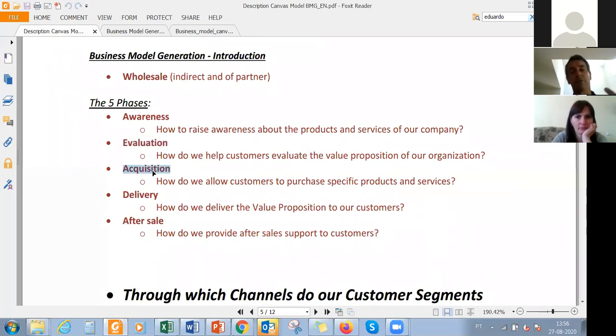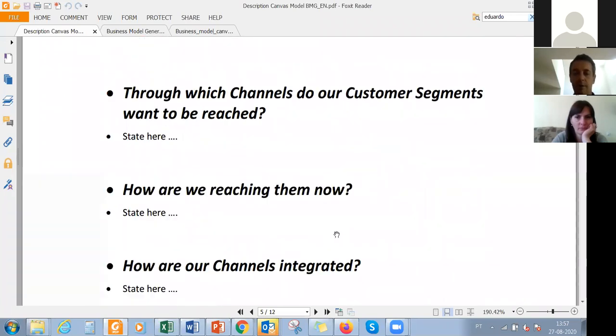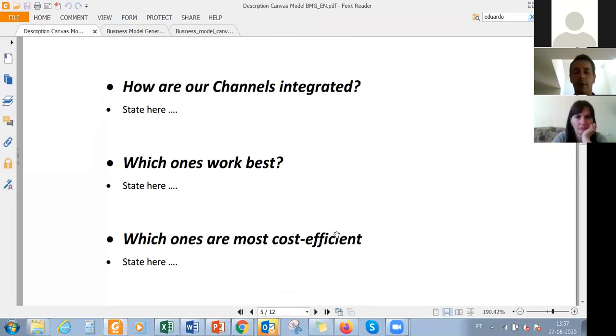Then the process of acquisition. Paying, the channel to pay, could be very relevant in areas like distance buying, or electronic commerce, or things like that. How we are going to deliver, and everything concerned with after sale, is very important in some areas. So these are key questions to help us think.